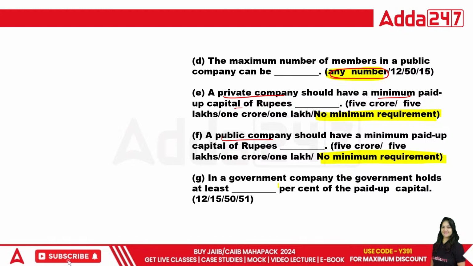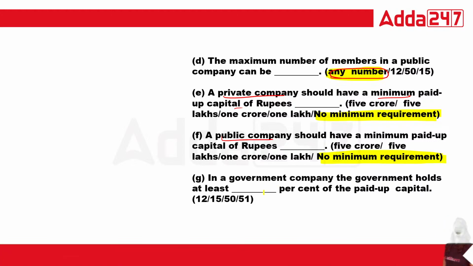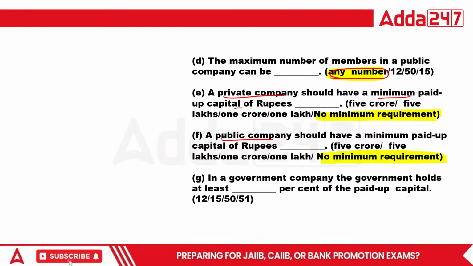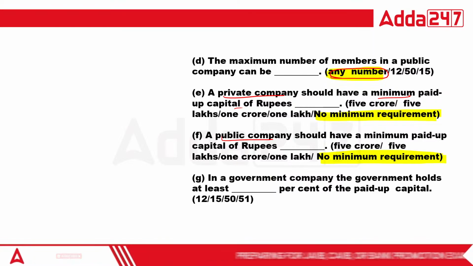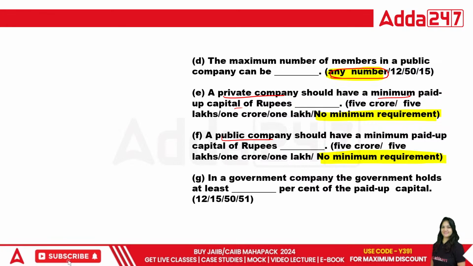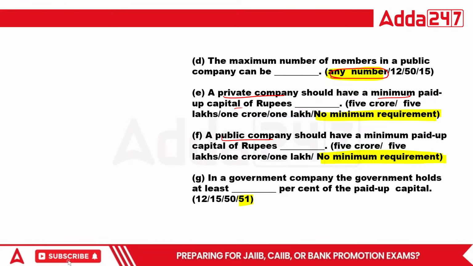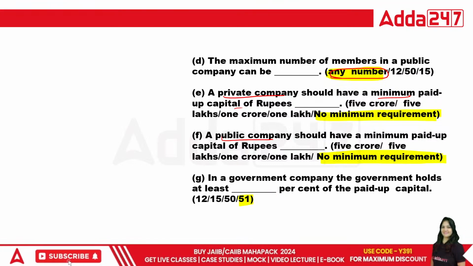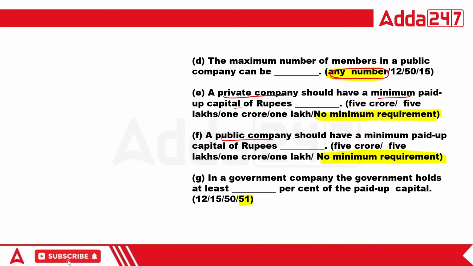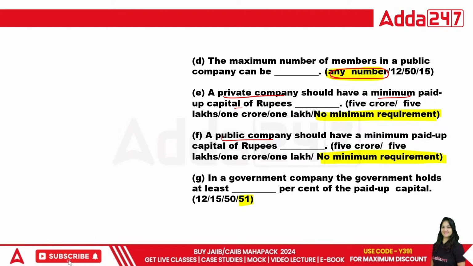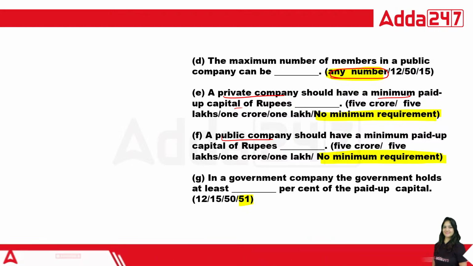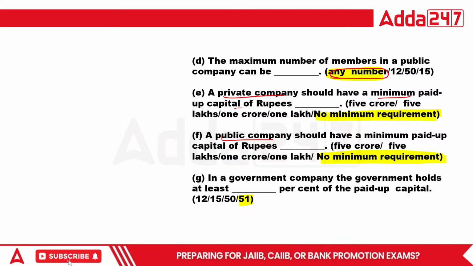In a government company, the government holds at least dash percentage of the paid up capital. What is the right answer? The right answer is 51%. So this is the right answer. I hope you people understand the questions. Okay, so this is all for your second chapter. We have finished it by way of questions and answers. Okay, now let's do the next one.